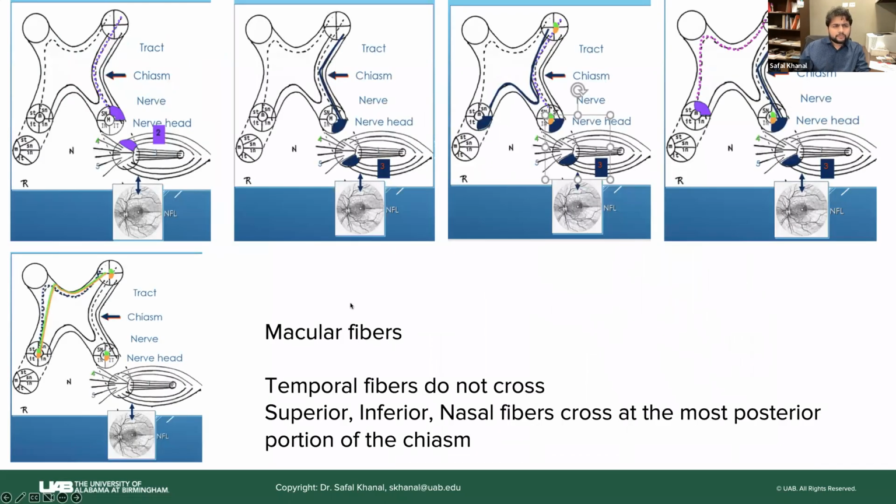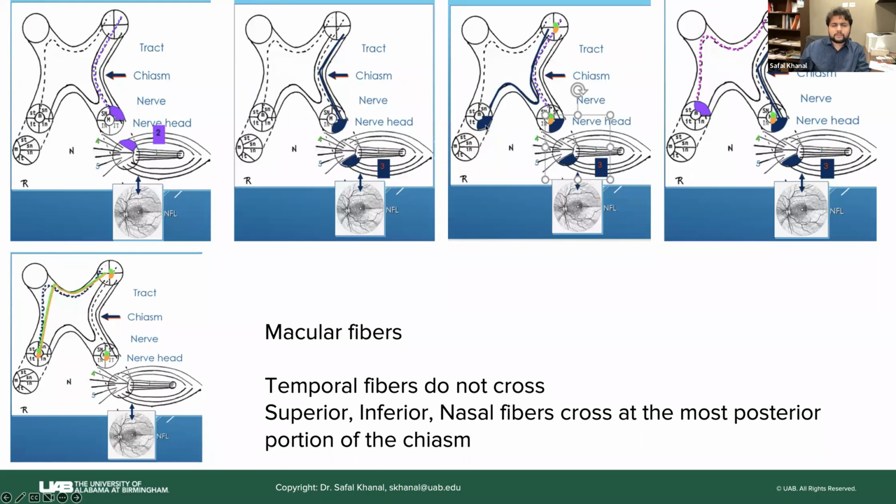Now, it is important to remember the crossing of the fibers at the optic chiasm. Basically, your superior temporal fibers, they do not cross; they stay superior. Your inferior temporal fibers, they do not cross; they stay inferior. The fibers that are crossing are the nasal fibers.